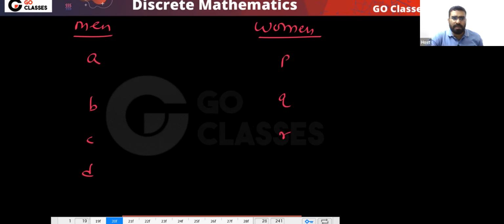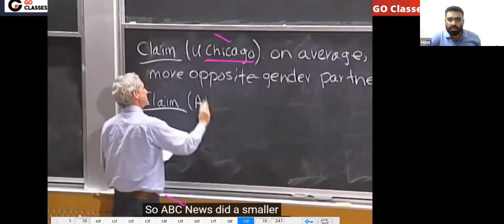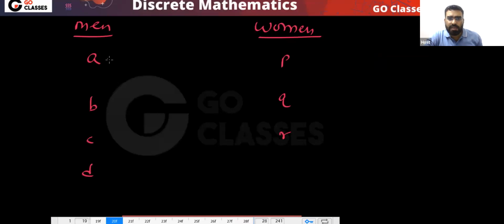Now in this situation, I only want to find out, on average, who has more opposite gender partners. Tell me, if A is partner of P, then can I say P is partner of A? For example, let's assume A comma P, they are partners, right? If A is partner of P, then automatically P will be partner of A. So this is the idea.